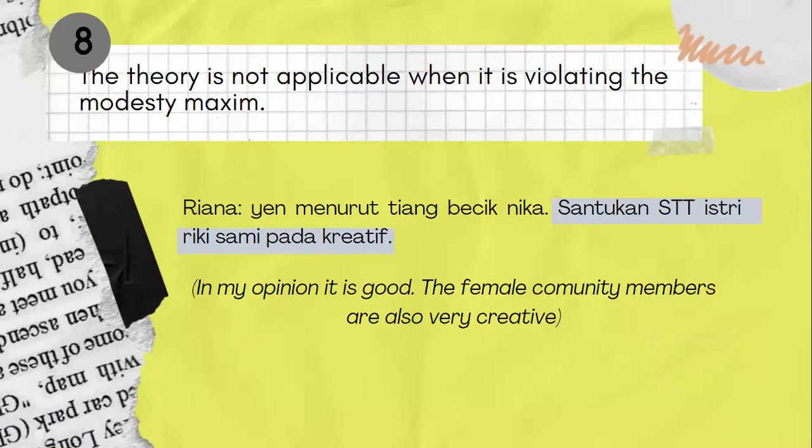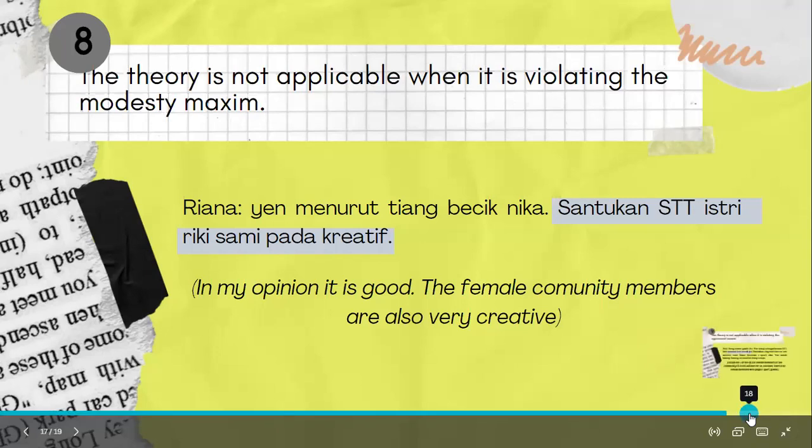The utterance "santukan STT istri Riki sami pada kreatif" shows that she already maximized praise of self, which is in contrast with the definition of the modesty maxim, because the modesty maxim proposes to minimize praise of self and maximize dispraise of self. So the utterance on the screen is violating the modesty maxim. Next slide, please.